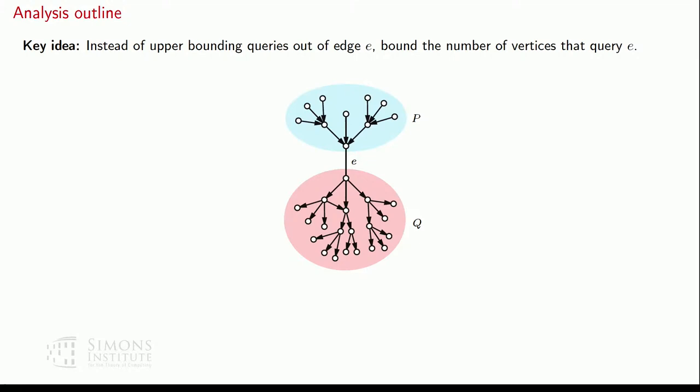And the way to get around this is instead of counting the number of edges that a given edge queries, we count the number of vertices that actually query this edge. So we give a bound on the dual question, and that is enough to bound the query complexity so long as the vertex is an average vertex. It could be that a vertex queries a lot of vertices, but the proof shows that for an average vertex, it doesn't query a lot of vertices.